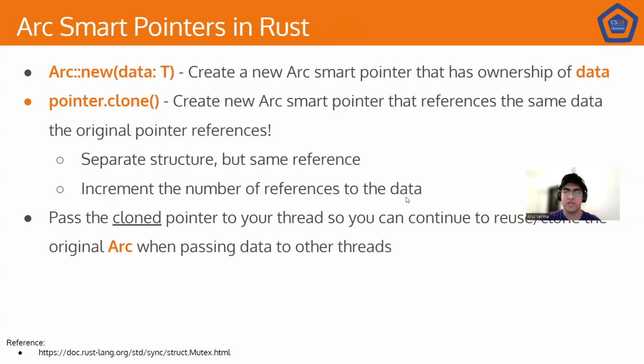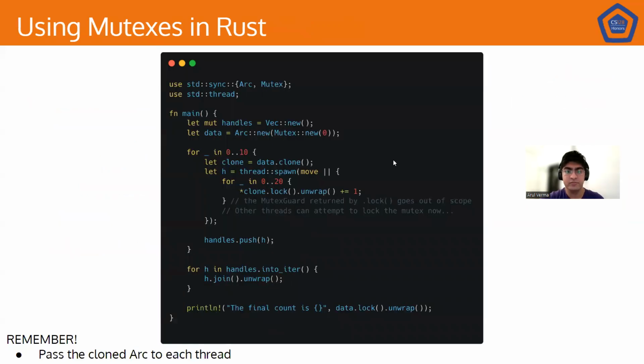This way, when a single pointer goes out of scope, the Arc knows to decrement the number of references inside it, and it only goes out of scope when all of its individual instances go out of scope. So what you can do is pass a cloned pointer to your thread, so you can continue to reuse and clone the original Arc when passing your data to threads. So let's take a look. This is essentially how to use Arcs in order to fix the code we had before.